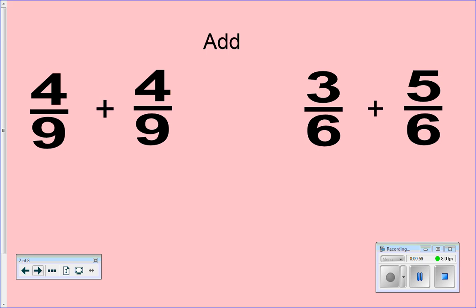Now let's just talk through it instead of writing it down. What would I do here? Somebody tell me what I'm going to do to add this. Henry. Yep, I'm going to have 8/9, right? Reducible? No, 8/9 isn't reducible.